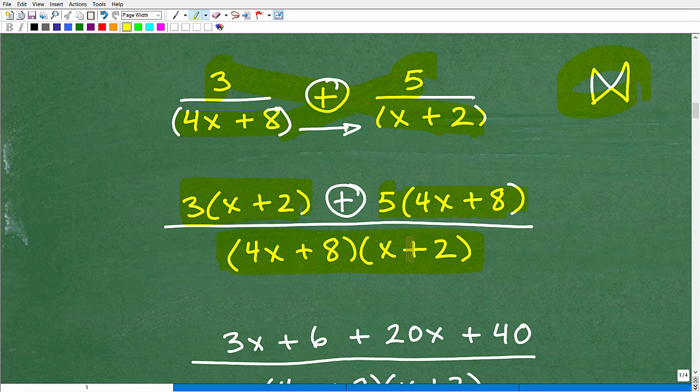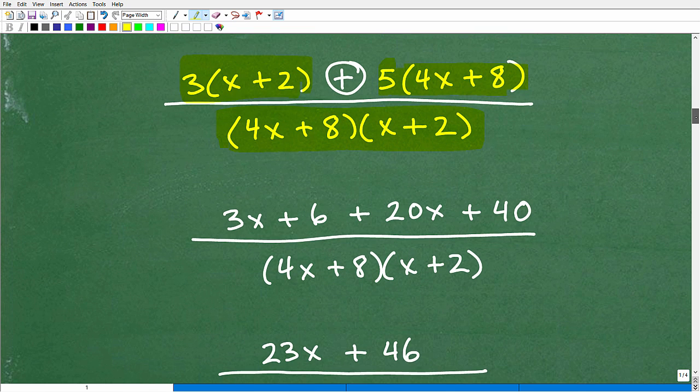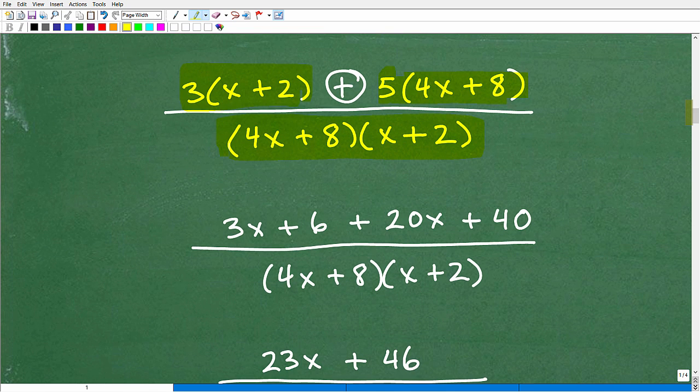I'm not going to do the FOIL method and expand. So this looks more complicated than what we did initially, okay? And it is a little more complicated, but you can see it works just the same, okay? And you need to know both ways to handle this problem. All right, now let's go ahead and start simplifying.